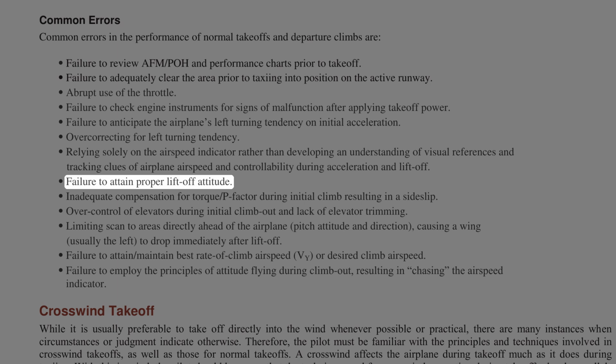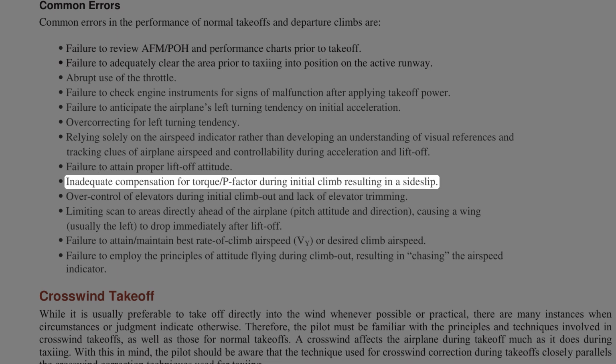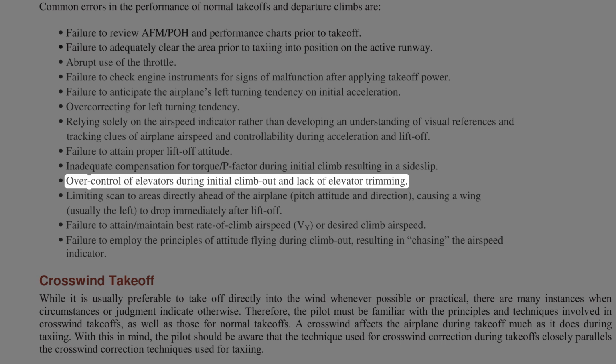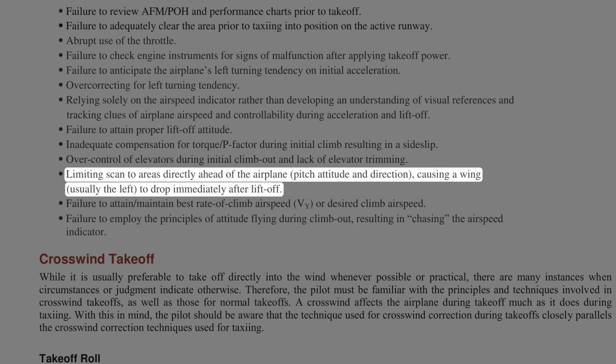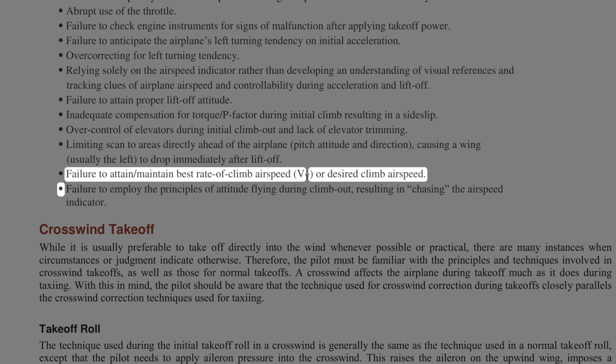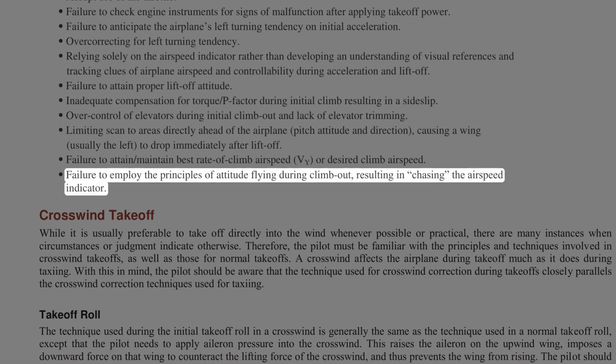Failure to attain proper lift-off attitude. Inadequate compensation for torque and P-factor during initial climb, resulting in a sideslip. Poor control of elevators during initial climb out and lack of elevator trimming. Limiting scan to areas directly ahead of the airplane, pitch attitude and direction, causing a wing, usually the left, to drop immediately after liftoff. Failure to maintain best rate of climb airspeed or desired climb airspeed. Failure to employ the principles of attitude flying during climb out, resulting in chasing the airspeed indicator.